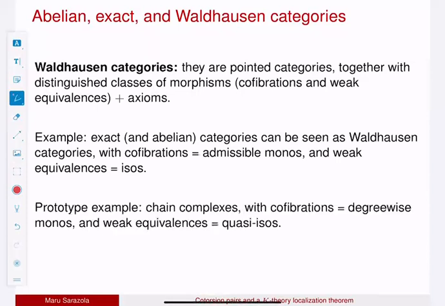But perhaps an example more representative of the spirit of a Waldhausen category, even keeping some algebraic nature in the background, is that of chain complexes. So chain complexes are a Waldhausen category when we take cofibrations to be the degree-wise injections and weak equivalences to be the quasi-isomorphisms.